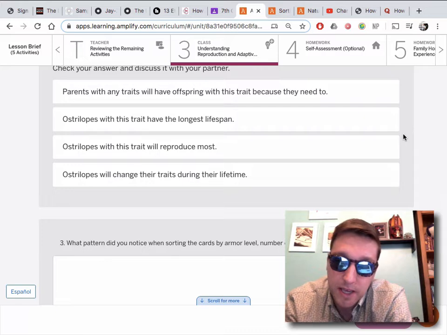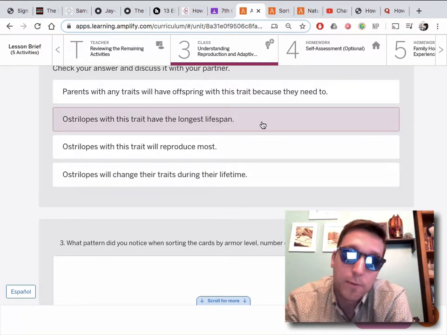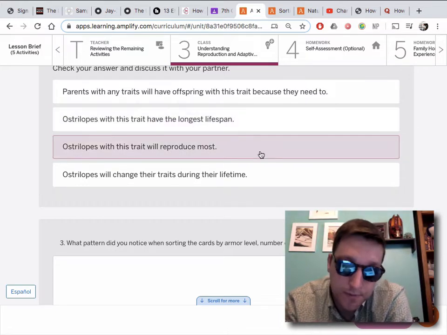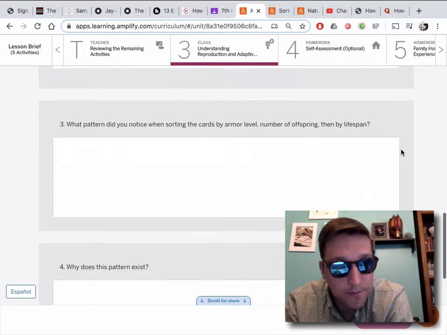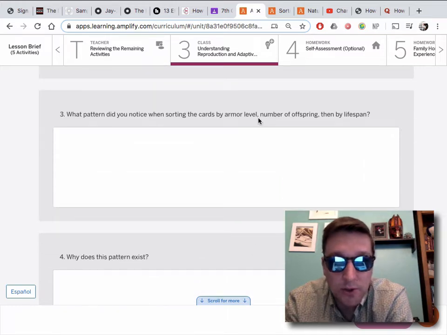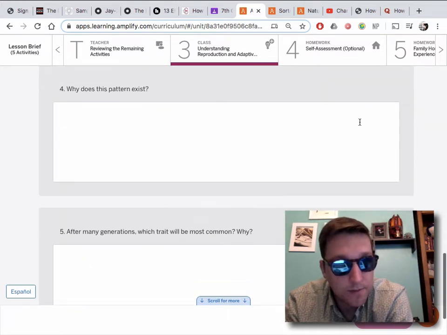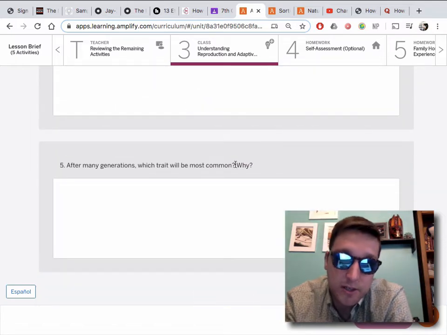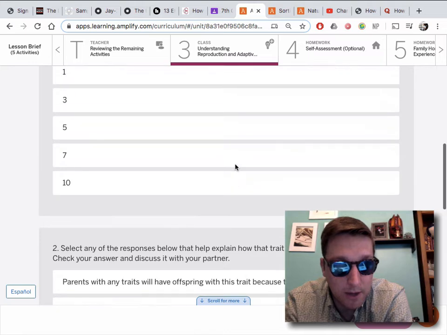No. In natural selection, what matters is survival and reproduction. So this one goes with survival, but even if you just survive but don't reproduce, then it's a failure. So it's going to be reproduction. Which pattern did you notice when sorting the cards? Why does this pattern exist? And after many generations, which trait will become most common?